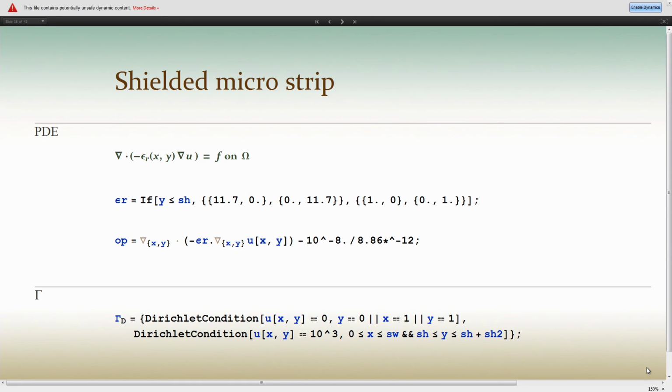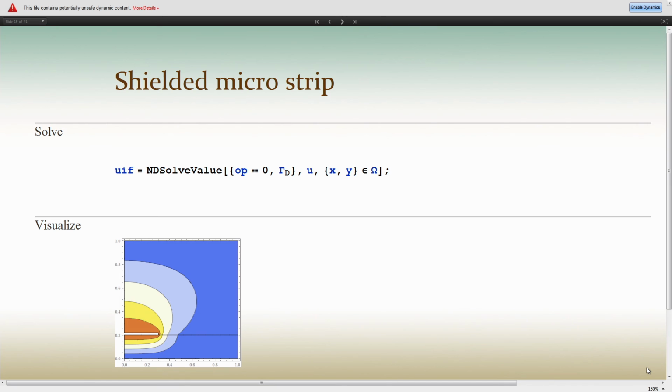And the PDE I would like to solve is something like this. So this epsilon r is a function of x and y. And this epsilon r is defined such that if y, the y component of this region, is smaller than a specific height that goes through that region, use these material parameters, and if not, use those here. This is how I specify the entire PDE. I specify Dirichlet conditions. On the outside, the dependent variable is 0, and on this inner part that I cut out, I have 10 to the power of 3.